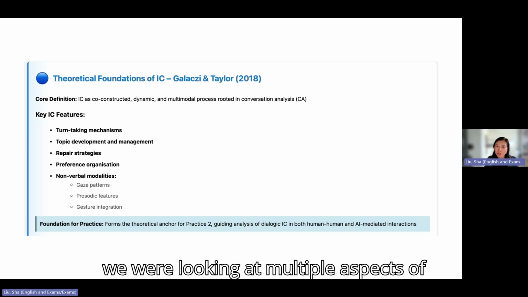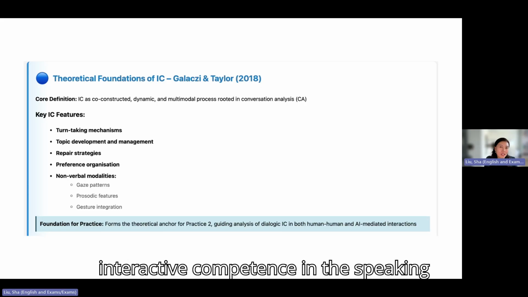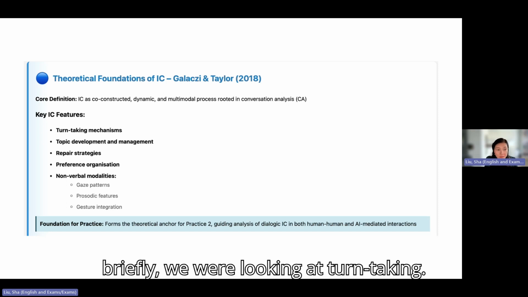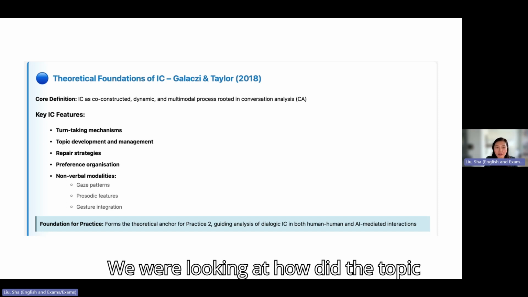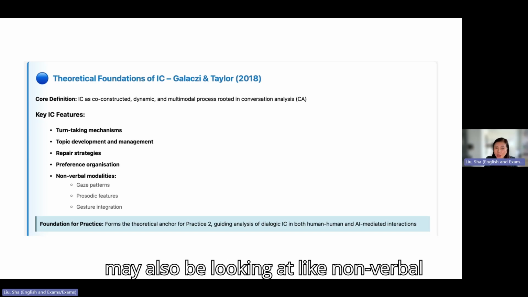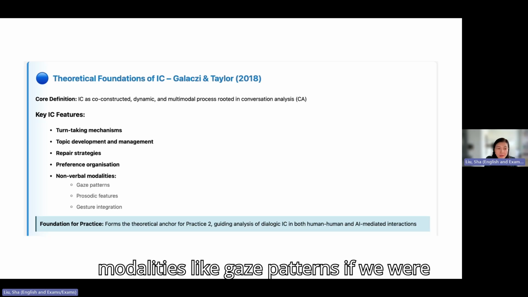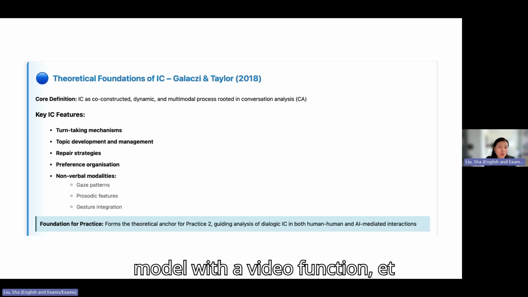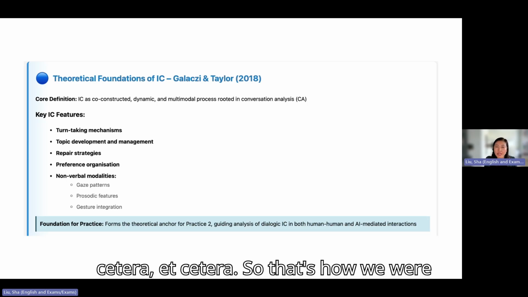And we were looking at multiple aspects of interactive competence in speaking assessment scenarios. For example, briefly, we were looking at turn taking. We were looking at topic development and management. And we may also be looking at nonverbal modalities like gaze patterns, if we were talking to a real human being, or an AI model with a video function, etc.